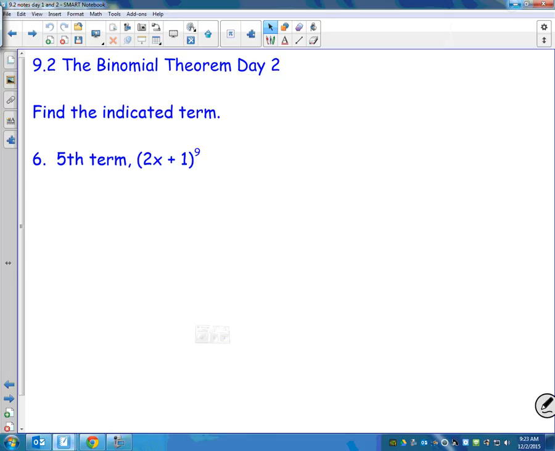So if I'm actually asked to do what we did on the notes yesterday, like actually work it all out, I always use Pascal's triangle. But if they give me something like this, this is where I use the n choose r, x to the n minus r, y to the r.